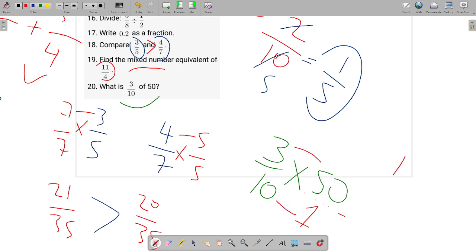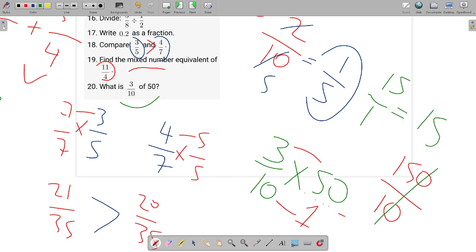3 times 50 will be 150. 10 times 1 will be 10. And you know that you can simplify this by removing this 0 with this 0. It will be 15 over 1. 15 over 1 actually represents 15.